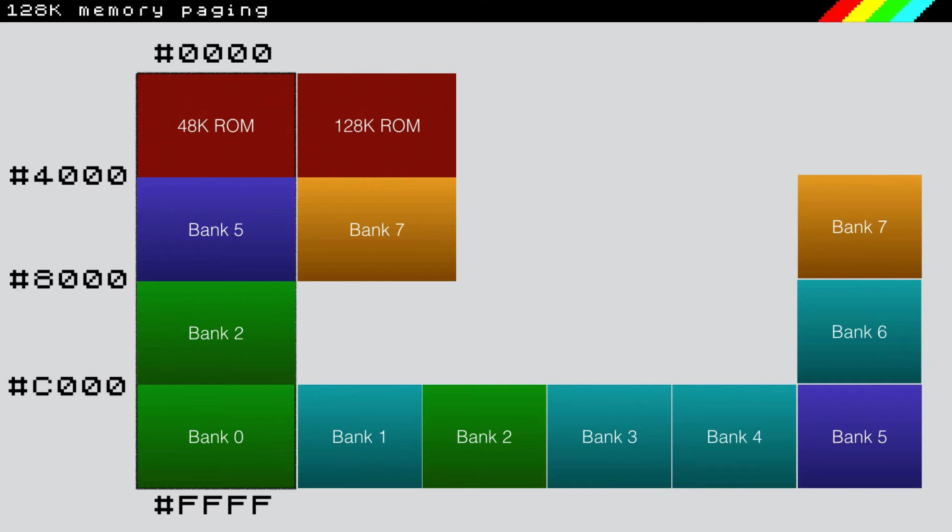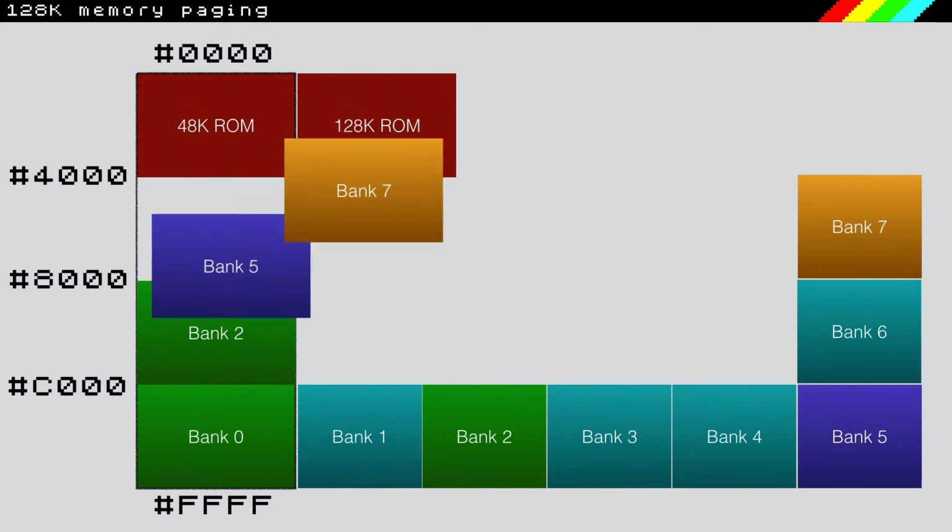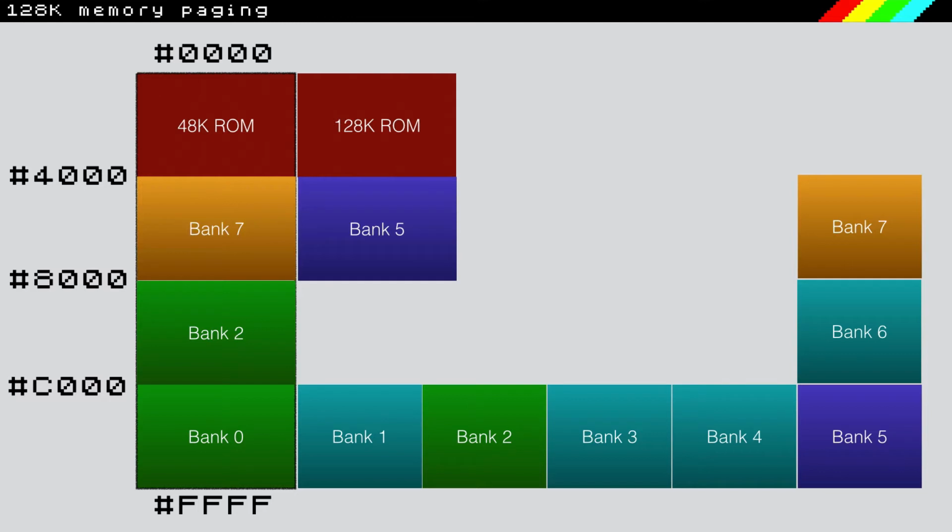That means you can switch the screen to bank 5 and have it display something while you are doing your drawing in bank 7. And when you are done drawing, you just swap them around and the user doesn't notice you've been drawing something. It seems like a real-time animation to them. They just don't notice it because you are drawing in the background.